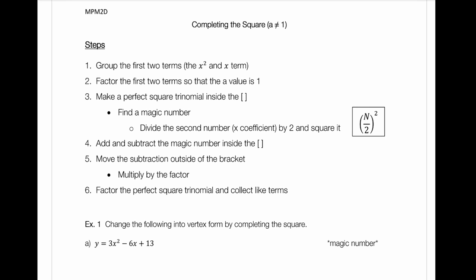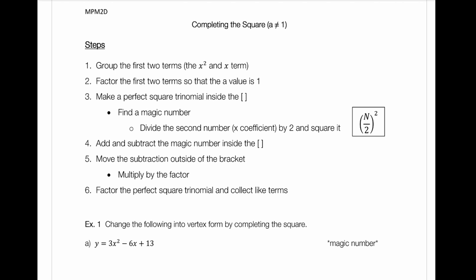So I'm going to go through the steps first. We'll work through a couple examples. I'll let you try a couple on your own, and then we'll come back together and we'll work on a word problem. So the steps, the first step is group the first two terms, the x squared term and the x term. So again, this is very similar to the last one.